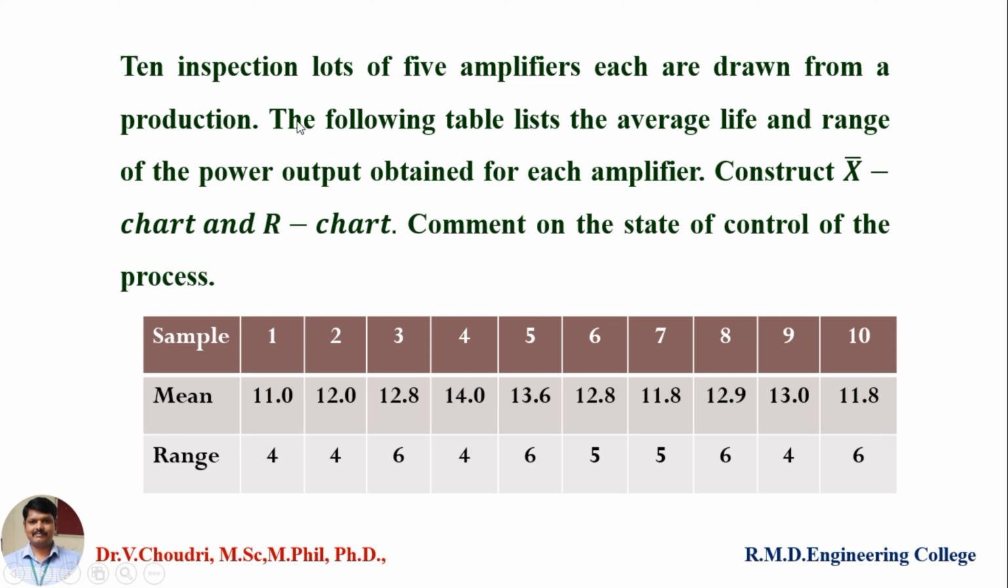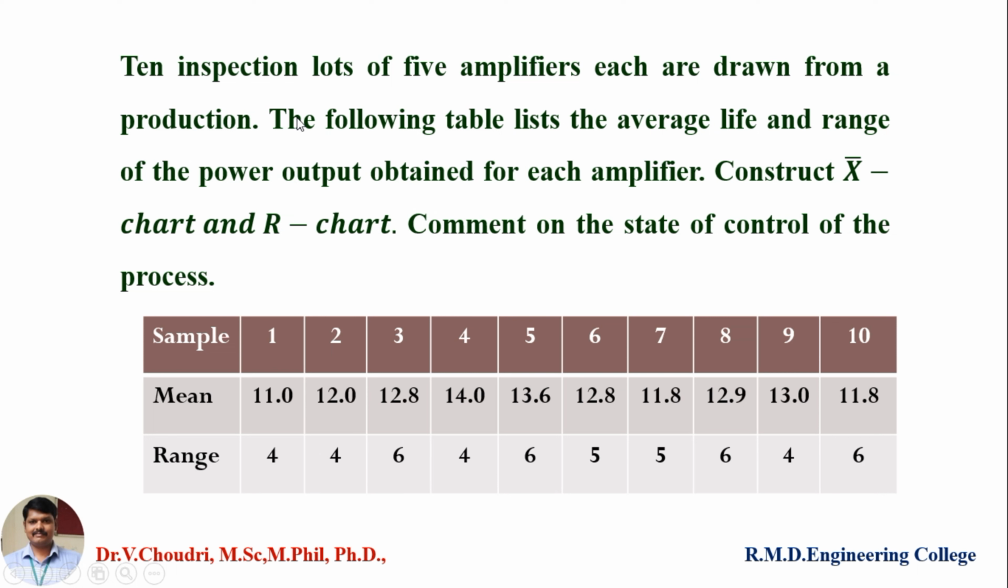10 inspection lots, so there are 10 samples of 5 amplifiers. For example, you may take the Sony company. The Sony company visited 10 branches, consider the branches 1, 2, 3, 4, 5, 6 up to 10. From the 10 branches, they have taken 5 amplifiers randomly for testing.